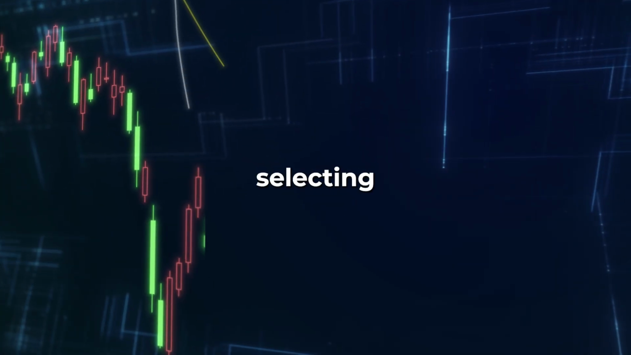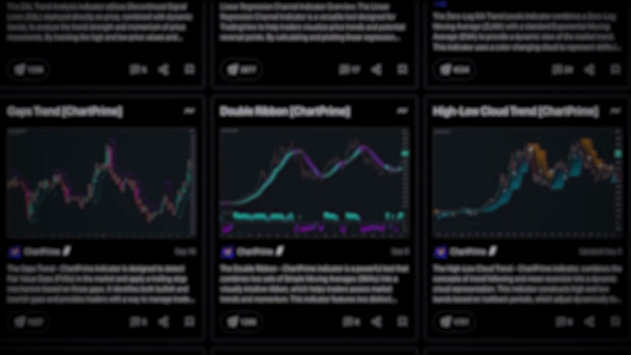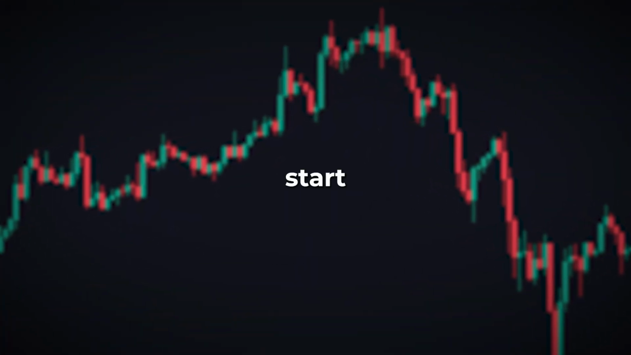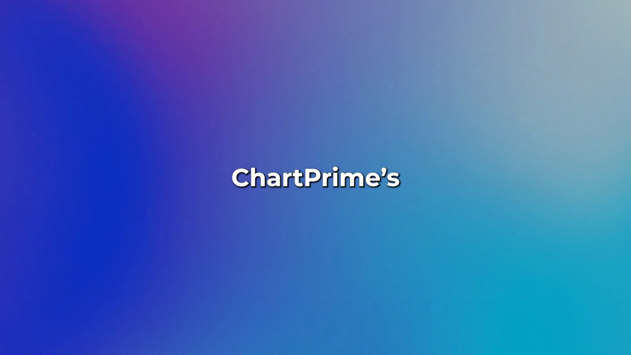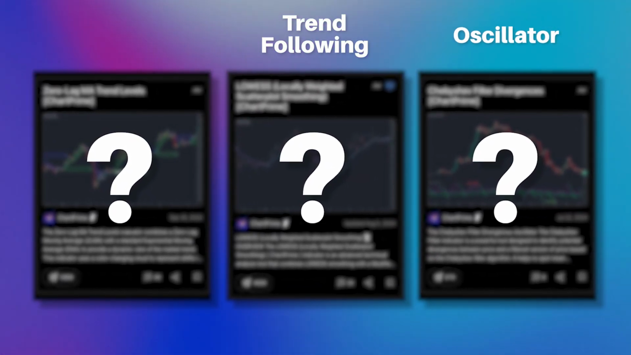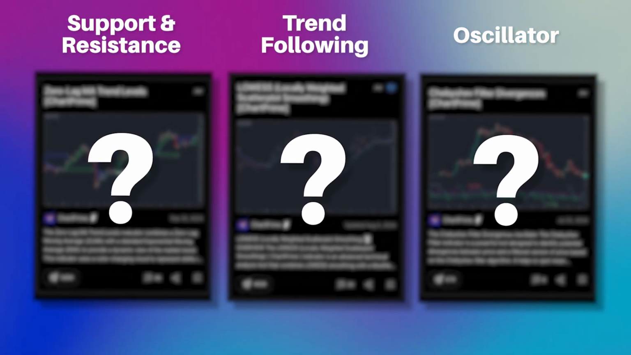Starting trading and selecting the indicators to use can be tricky. There are hundreds of thousands of indicators out there, but what are the best and easiest indicators to start trading with? Let's take a look at Chart Prime's top 3 picks, which offer a trend following tool, an oscillator, and a support resistance method to hit all 3 major trading disciplines.